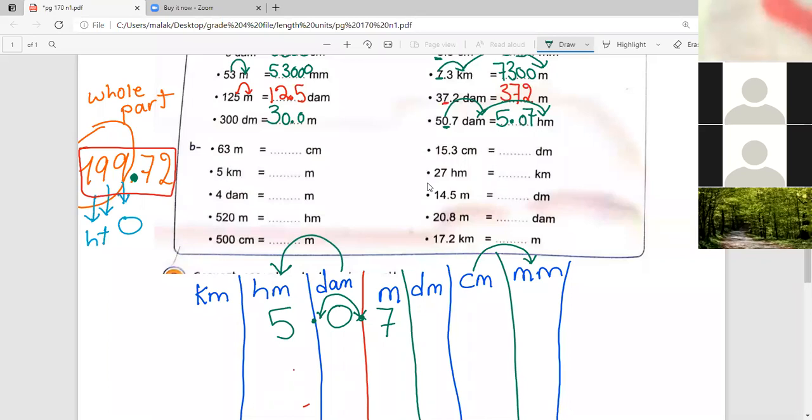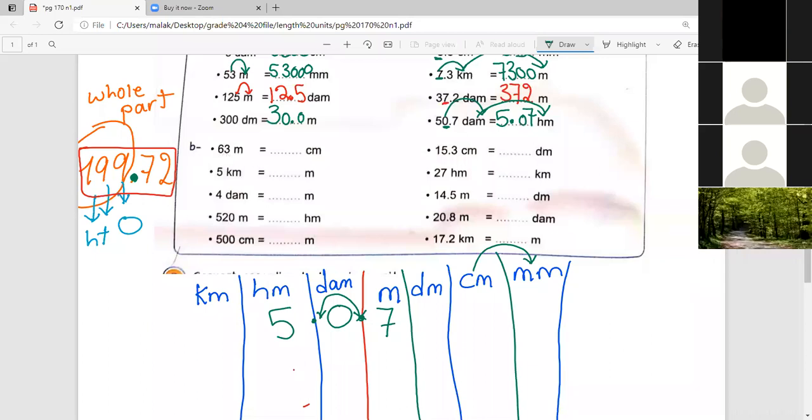Thank you. Rahaf Kirde. Teacher? Yes, Murad. Can we write it 5.7? No, we can't. The zero is in the middle, we can't skip it. Okay. Yes, Rahaf.